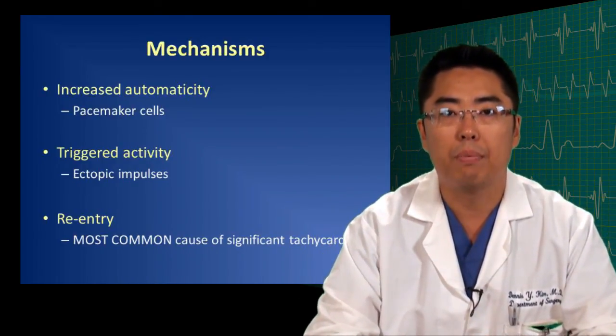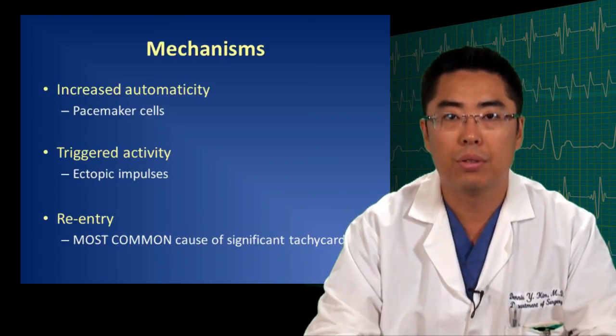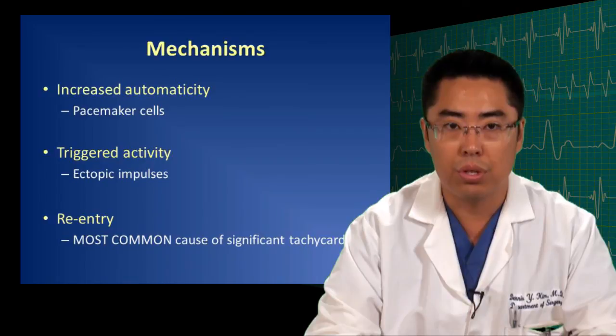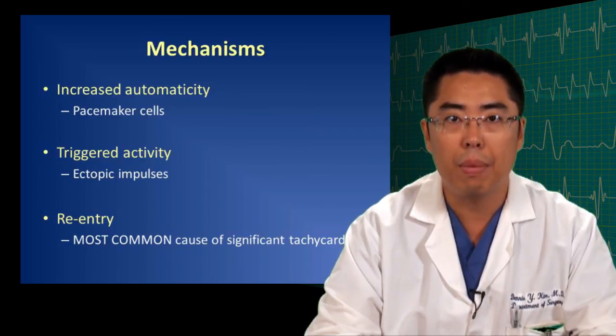In terms of the basic mechanisms of tachyarrhythmias, there are really three major types of mechanisms. The first two, increased automaticity and triggered activity, deal mainly with problems with impulse formation, whereas re-entry mechanisms usually deal with problems with impulse conduction.